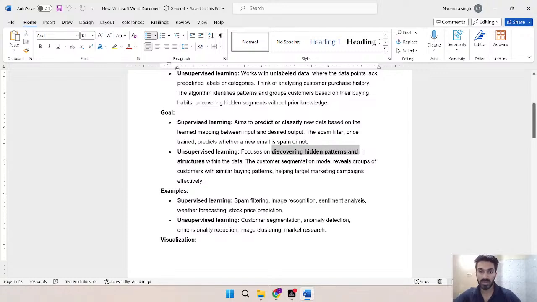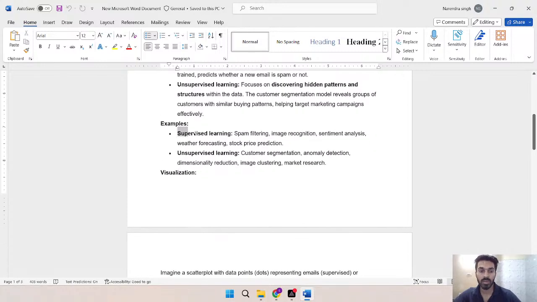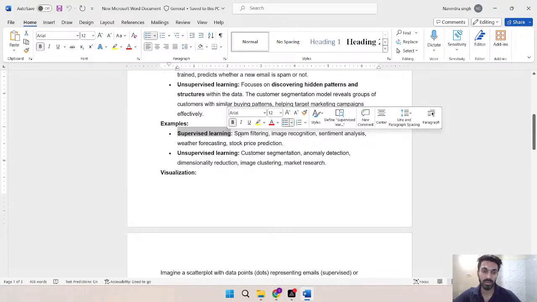Like in this part, you discover hidden patterns and structures within the data. The customer segmentation model reveals groups of customers with similar buying patterns. Already I have tried a product algorithm. Here you have to apply the supervised learning algorithms.